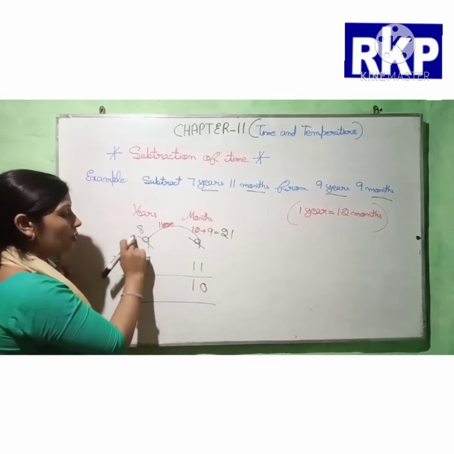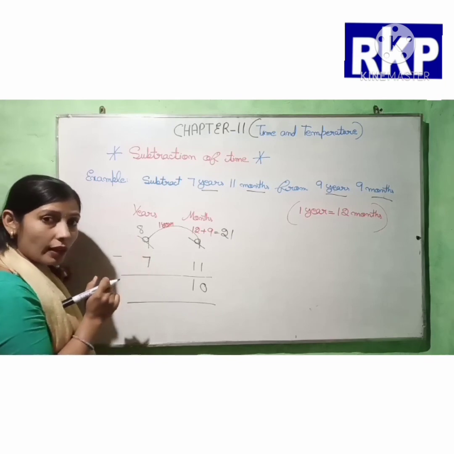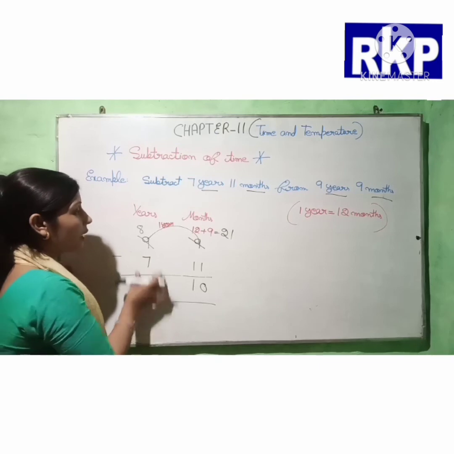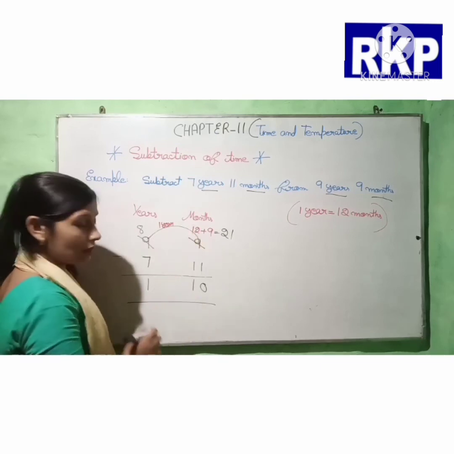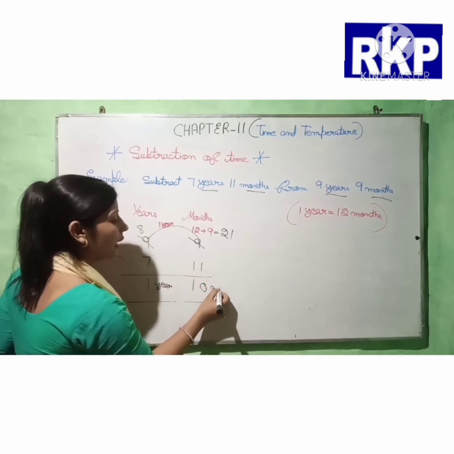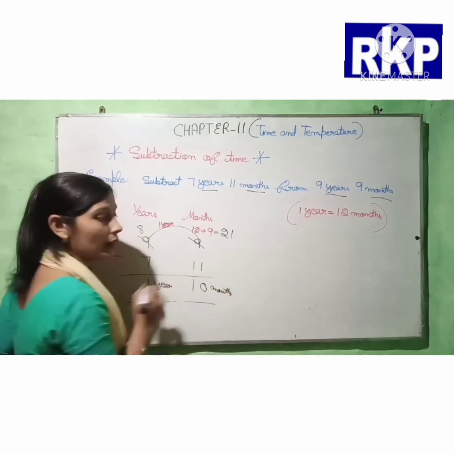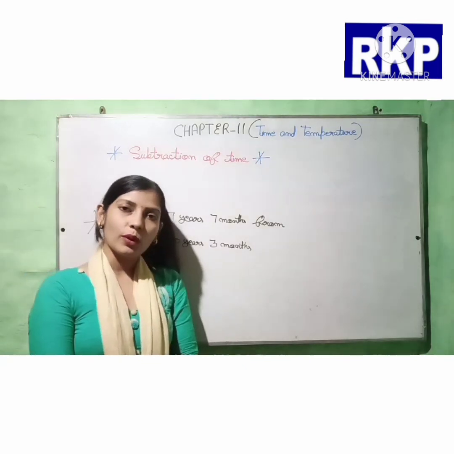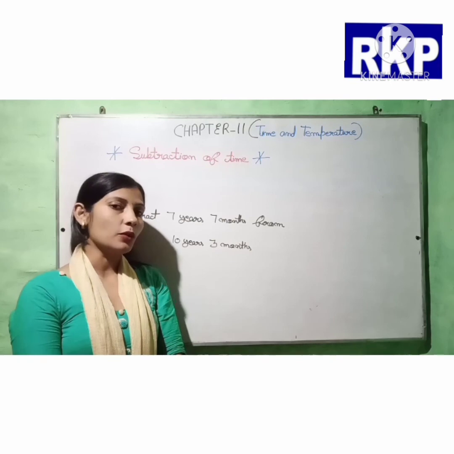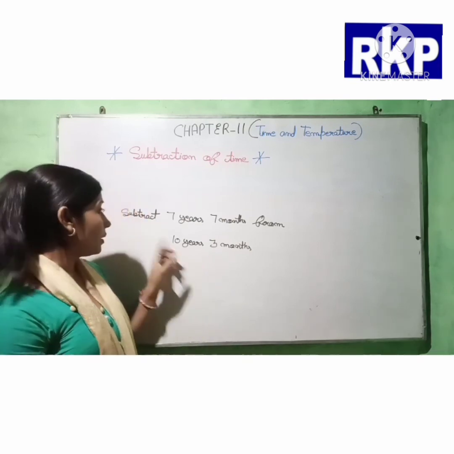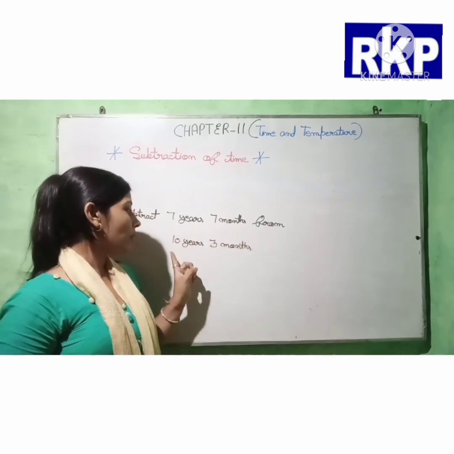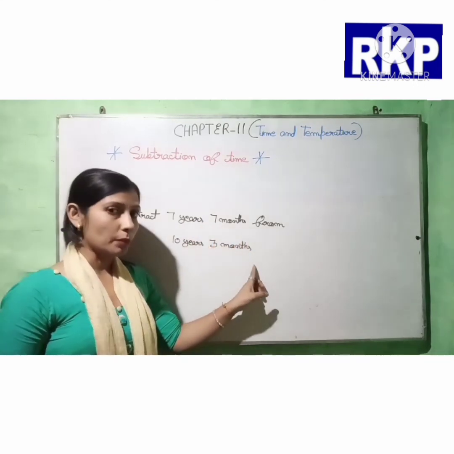So here we have to subtract this 7 from 8. 8 minus 7 is 1. So what is the answer? 1 year 10 months will be our answer. 1 year and 10 months. Okay. I hope you all have understood how we can subtract the units of time. Now you have to solve one question. You have to subtract 7 years 7 months from 10 years 3 months.